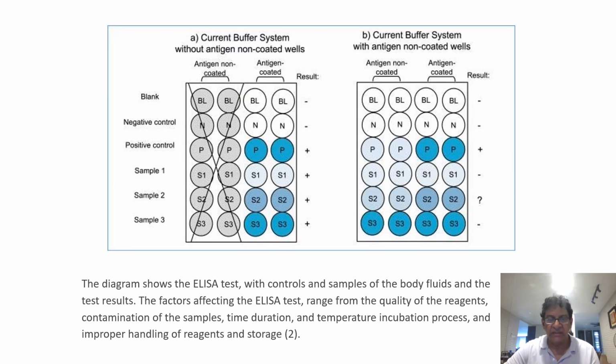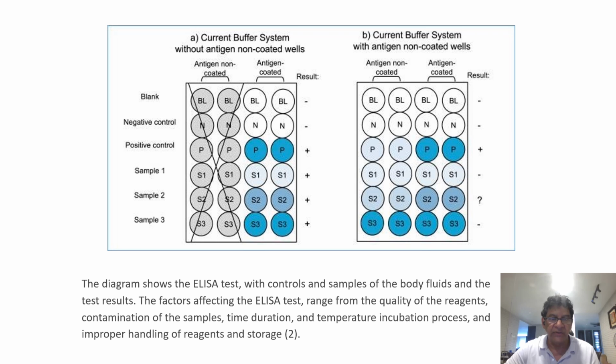This is the ELISA test. The diagram shows here that on the left side you have the control and on the right side you have the samples of body fluid and the test result. The factors affecting the ELISA test range from quality of the reagents, contamination of the samples, time duration, temperature of incubation processes, and improper handling of reagents and storage.